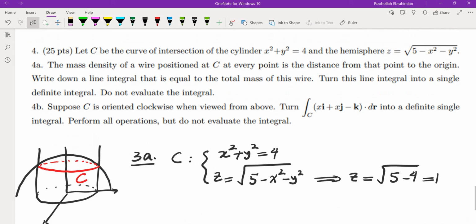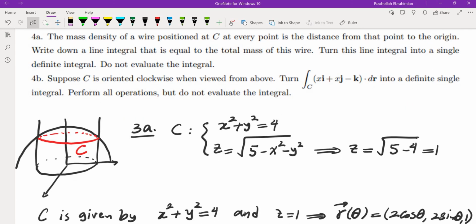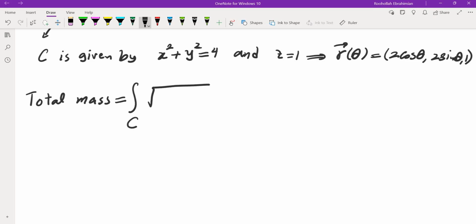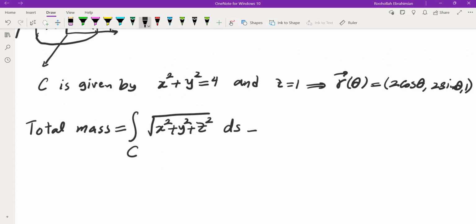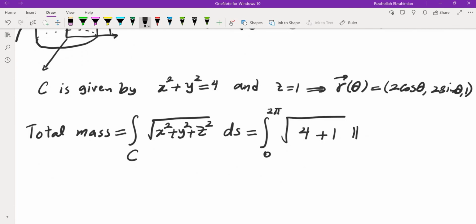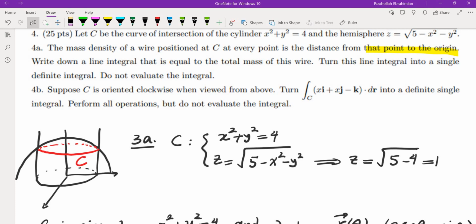Now, what is the total mass? They said the density is the distance to the origin. So the total mass is going to be the line integral over this C of the density, which is root x squared plus y squared plus z squared ds. So this is the total mass. Now, in order to evaluate this one, we'll have to change everything to theta. We know on that curve, x squared plus y squared is 4, and z squared is 1 squared, and then ds. ds would be the magnitude of r prime, where r prime is minus 2 sine theta, 2 cosine theta, 0, d theta.